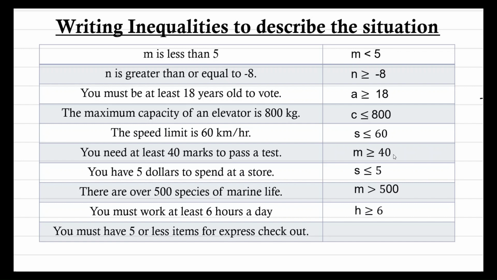So your hours should be greater than or equal to 6. You must have 5 or less items for express checkout. So if you have more than 5 items, can you use that express checkout? No. So the number of items needs to be less than 5 or exactly 5. So your item should be less than 5 or equal to 5. So E is less than or equal to 5. So these are the ways in which we write the inequalities for the given situations.